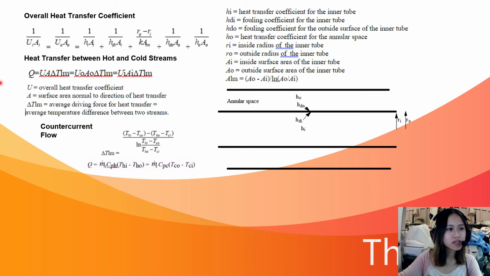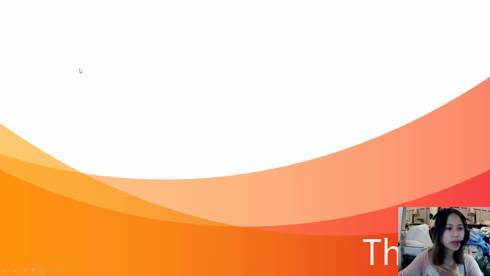To lessen the unknown variables of your equation, you can replace Q with this equation, where m dot h is the mass flow rate of the hot stream, and m dot c is the mass flow rate of the cold stream. The experimental value of U will be used to compare with the theoretical value using the Nusselt equation to find h.